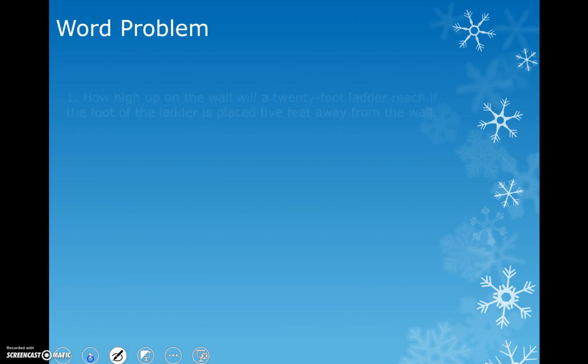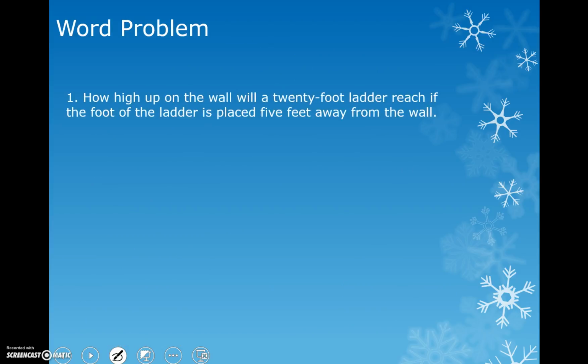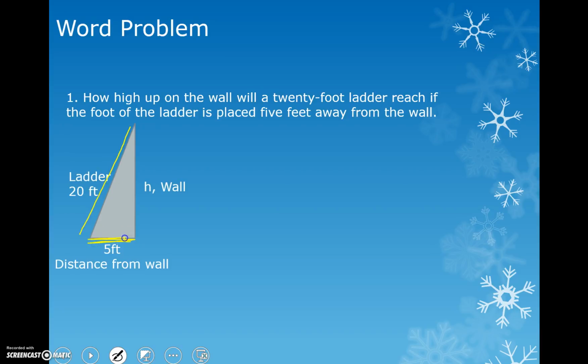The last thing I want to do is a word problem with you. These are very common word problems. How high up on the wall will a 20-foot ladder reach if the foot of the ladder is placed 5 feet away from the wall? Whenever you're doing this, you need to create a visual for it, and we know it's a right triangle. So on the right-hand side, we have the wall. Along the bottom is the distance from the wall, because this is the actual ladder. So the distance from the wall was 5 feet. The ladder itself was 20 feet, and we want to know how high up on the wall it's placed, where the h is. And so we're going to go ahead and substitute all this into the Pythagorean theorem.